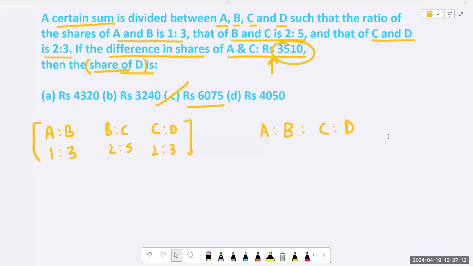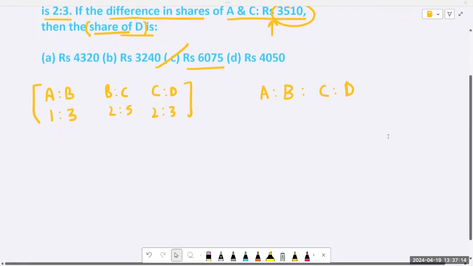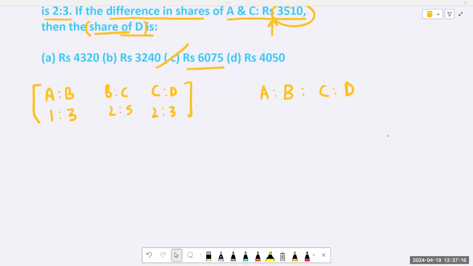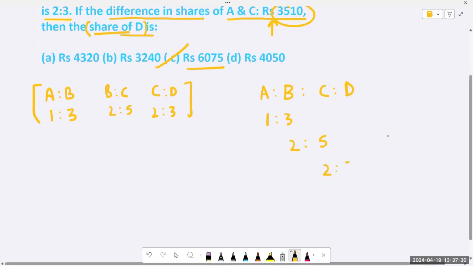Now, the next method for this question is the short trick method. Here we'll directly write the ratios instead of first calculating for A, B, and C and then comparing that with C and D to find the final ratio. We'll just write them simply here: 2:5 is that of B and C, and 2:3 is that of C and D.